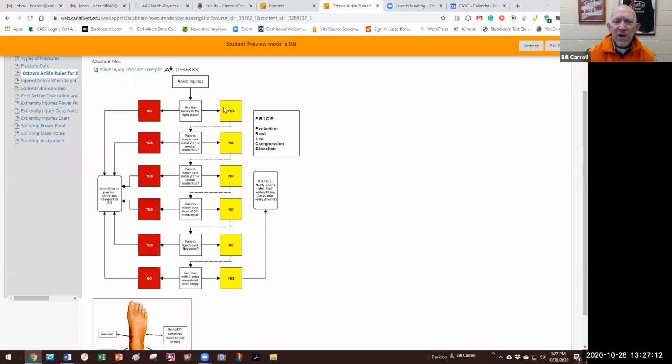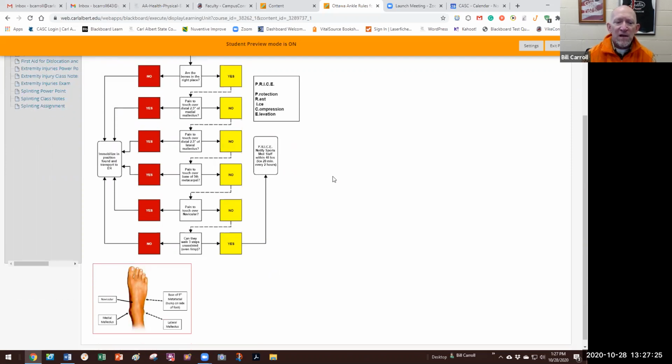If the bones are in the right place, it rolls over here to yes, comes down to here, and then you're going to look and see if there's pain to the touch over the distal 2.5 inches of the medial malleolus. Now, the medial malleolus, follow me down here, is that inside bone part of your ankle. What you're going to do is poke on it. And if it hurts over the last 2.5 inches or so, then we're going to refer them to X-ray. Immobilize in position found, transport to ER.